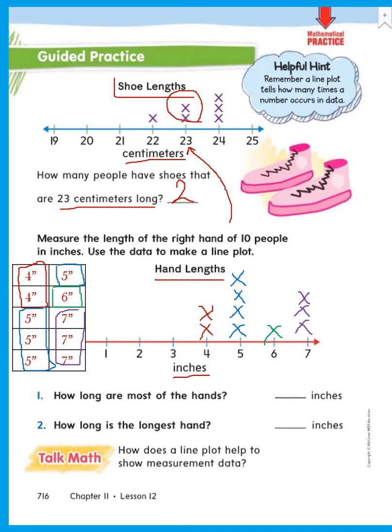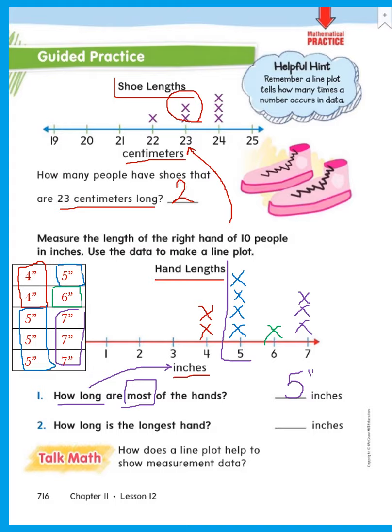Number 1, how long are most of the hands? And the answer here is the one with the most X's. Now here's where you have to be careful. How long are most of the hands? So the answer is 5 inches. That's important. It's asking how long. It's not saying how many people have the longest hand. So be careful. You have to put the right number in there.